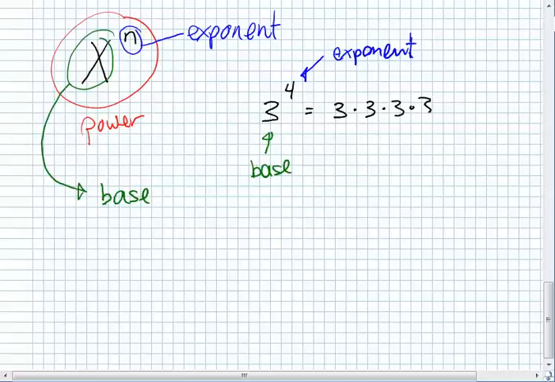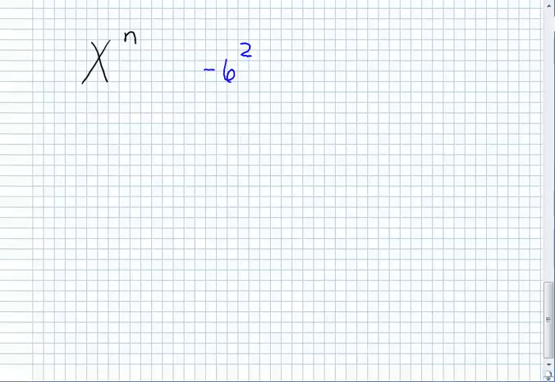But things get a little tricky when we start having negative bases. Consider negative 6 squared. What is the base in this question? If you said negative 6, you are wrong, and I'll show you why. Like I was saying before, we don't typically write the 1, but this actually means negative 1 times 6 squared. How do I know that? Well, order of operations dictates that exponents are dealt with before multiplication. Negative 6 means negative 1 times 6. Get your head around that. So I'm going to do the exponent first, then multiply.